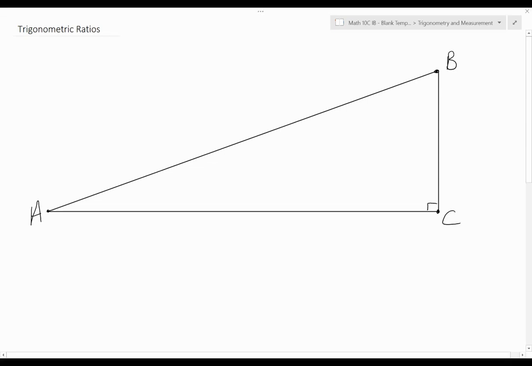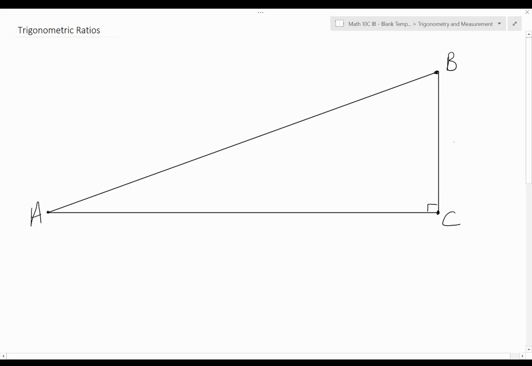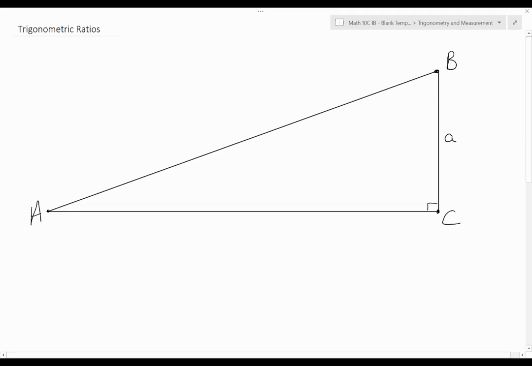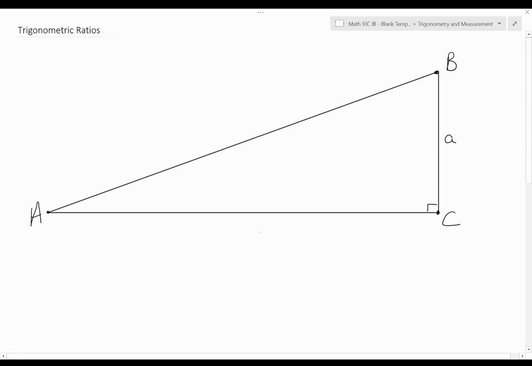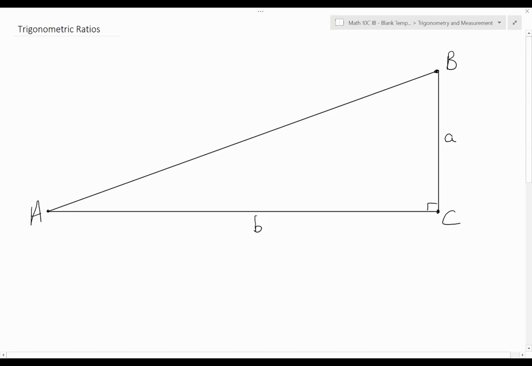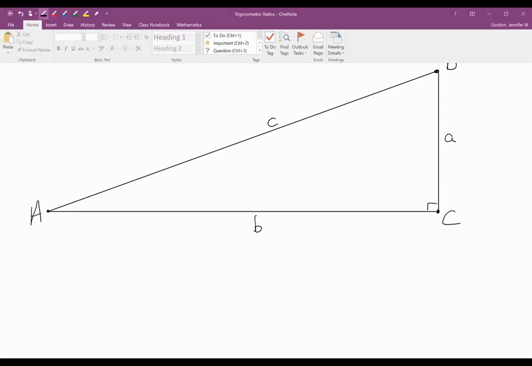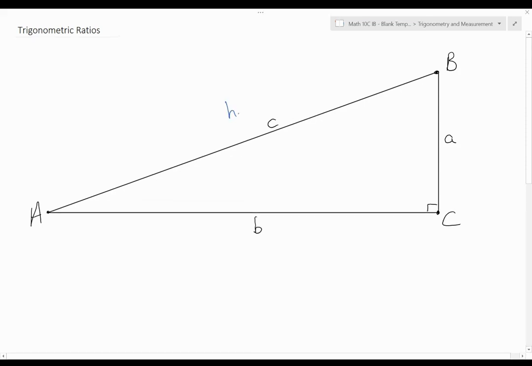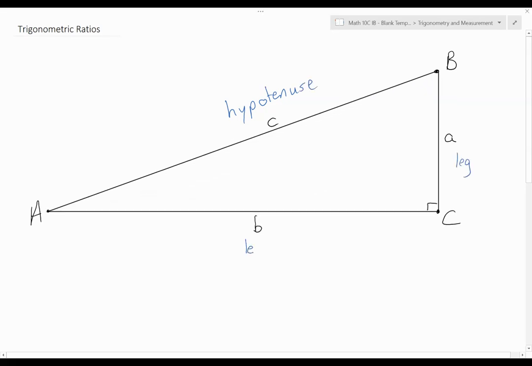Now I'm going to use the corresponding lowercase letter to represent the side opposite each vertex. So this vertical side, for example, will be lowercase a because it is on the opposite side of the triangle from vertex A. The horizontal side will be a lowercase b because it is opposite to vertex B. And the hypotenuse, which is the longest side that is opposite to the right angle, will be represented with a lowercase c.